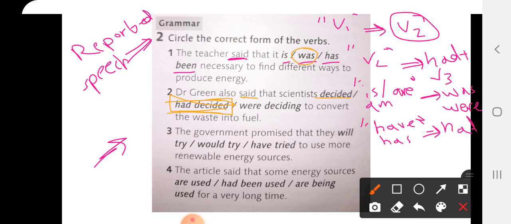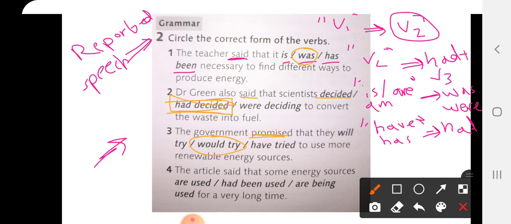The third one, the government promised that they would try or have tried to use more renewable energy sources. عندي promised إذا بالماضي. إذا إيش أنا عندي راح تكون إيش الصيغة الماضي، or past tense of them، اللي هي would try.